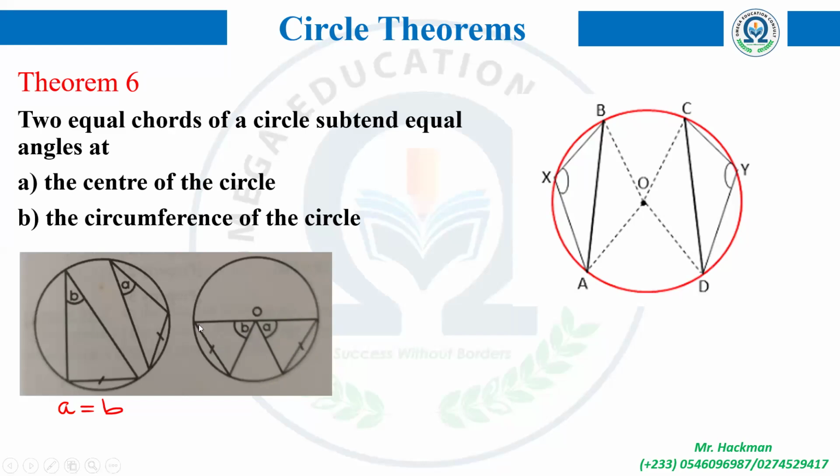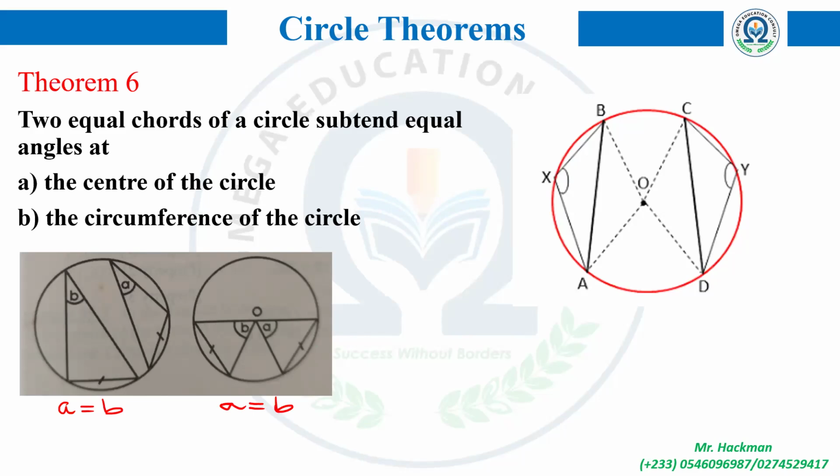In the same way, this chord is subtending the angle B at the center. But you can see that these two chords are equal in length. And once they are equal in length, any angles that they will subtend at the center will always be equal. So the angle A must be equal to the angle B. All correct? Yes, please. Okay, very good.